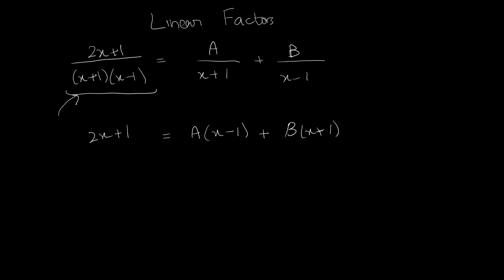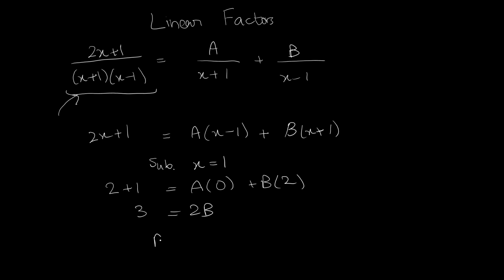So in order to eliminate A, x minus 1 should be equal to 0, hence we'll substitute x equals 1, which gives us, if we simplify, and hence we have a value for B, which is 3 by 2.